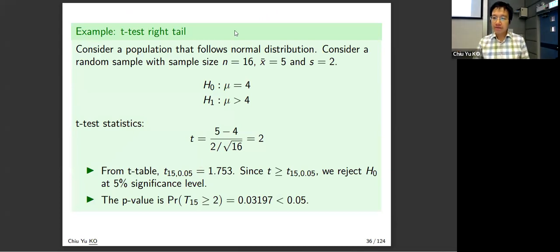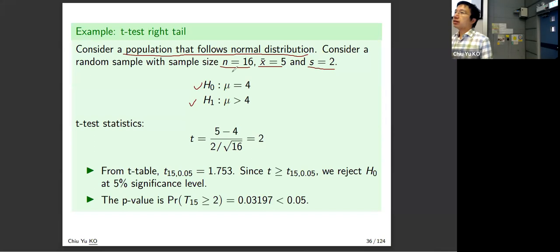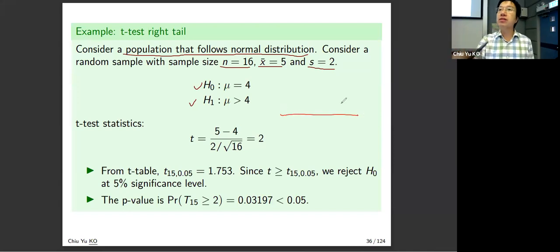The question is the following. I have to assume it's normal, and I collect data of sample size 16, sample mean is 5, sample standard deviation is 2. Usually I will not give you this directly. I will say, I want to test the hypothesis that whether mu is bigger than 4 or not. That's what you will say, but you should infer this is the case. Now, don't worry. You will see the assignment, then you will see what I'm saying.